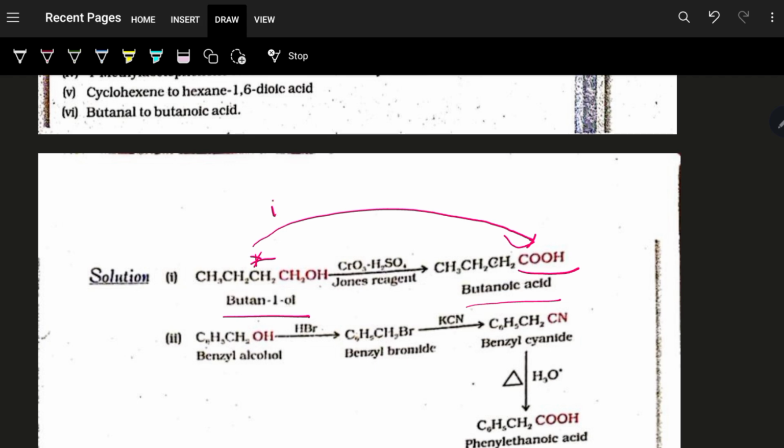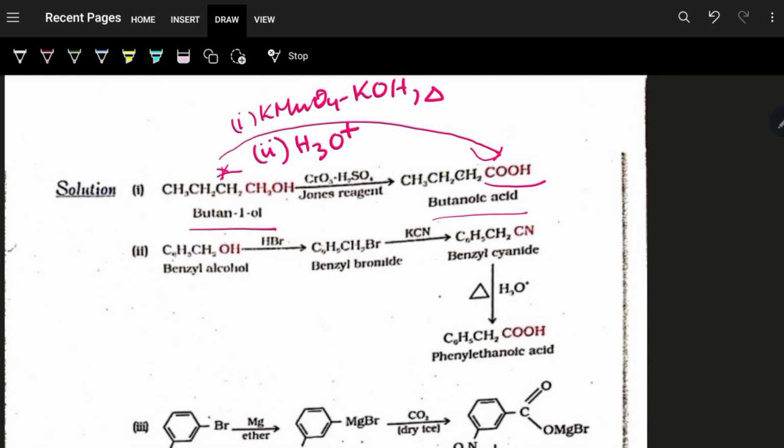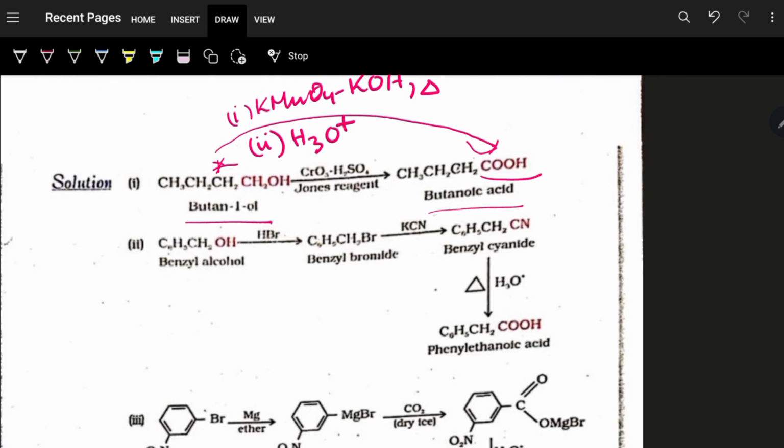So what will I do? I will give KMnO4. I will add KOH to it, which makes it alkaline, heat it, and finally I can give H3O+. I can give acidified K2Cr2O7 as well. Benzyl alcohol means the benzylic position is having OH. This is your benzylic position and this is having OH. So this is benzyl alcohol.